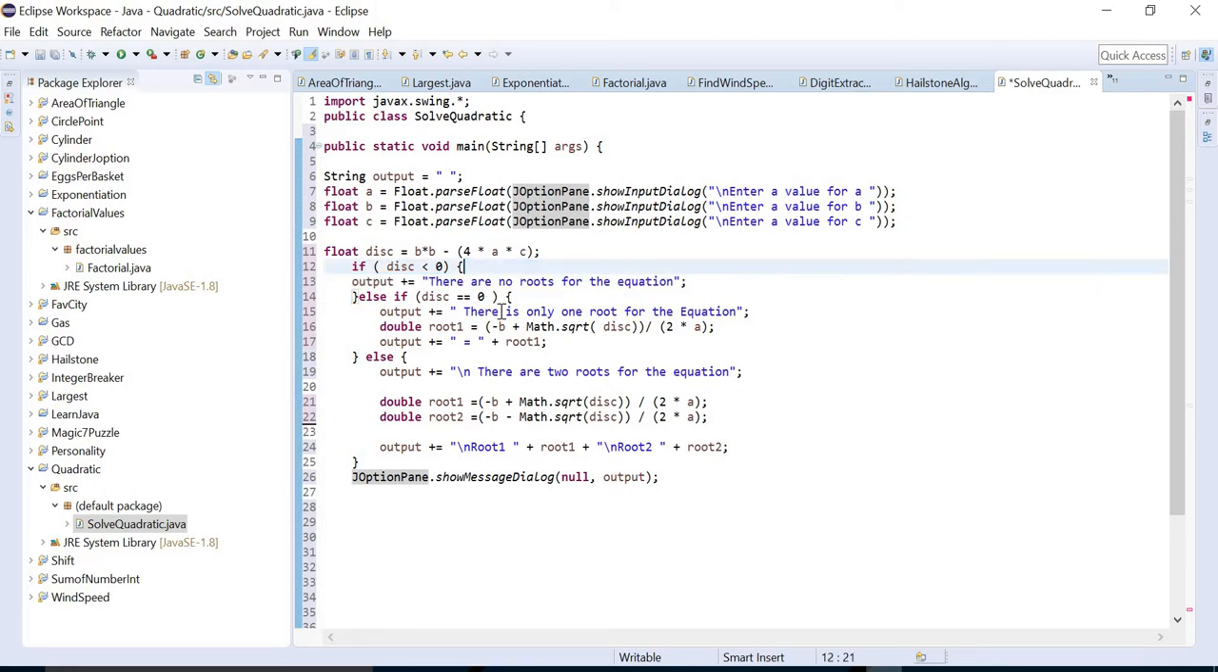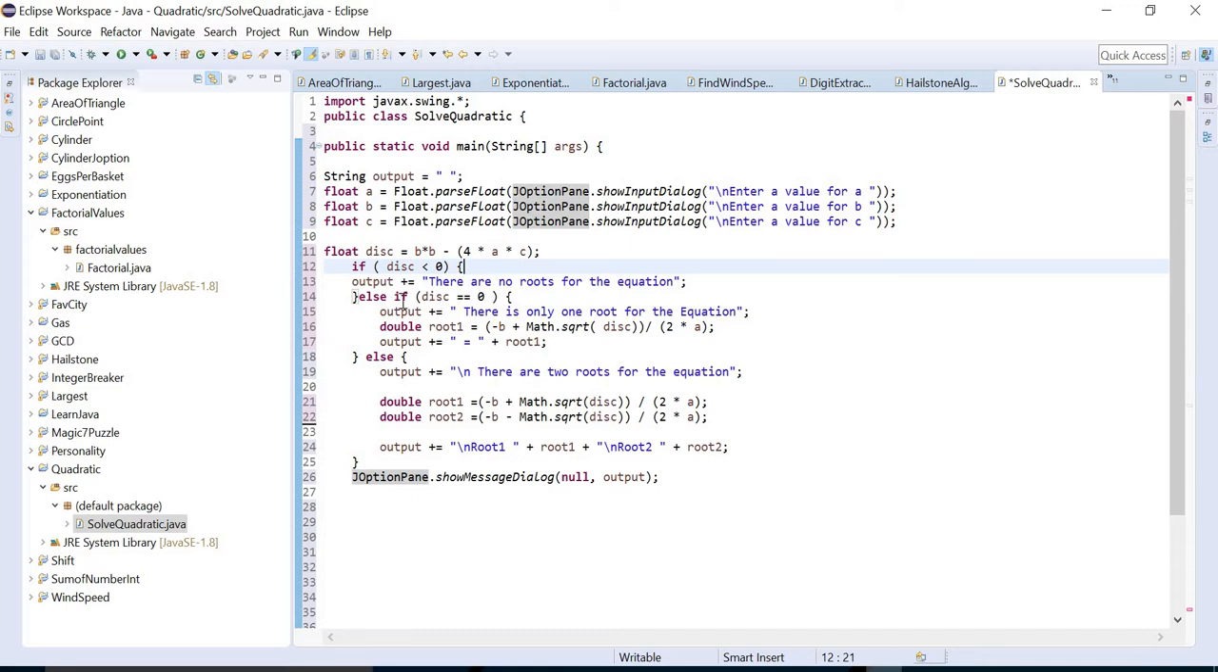Now we get into the actual if and else statements. We define what the discriminant is. The discriminant is going to be B times B minus 4 times A times C, which is what's under the radical in the quadratic formula. That's the discriminant. If it's less than 0, there's going to be no roots. That's what's going to display to the system.